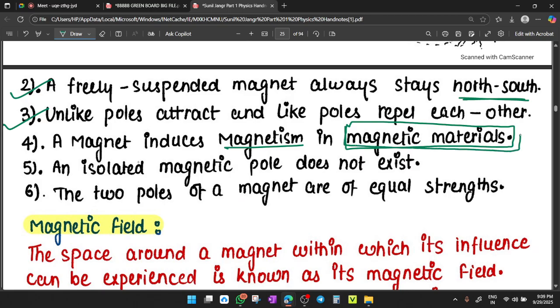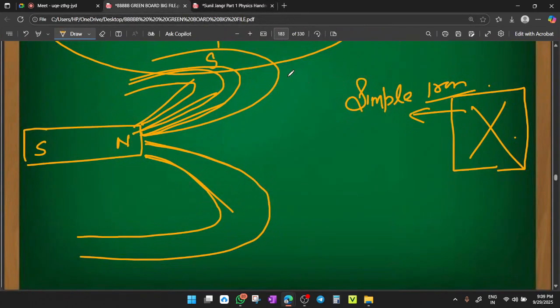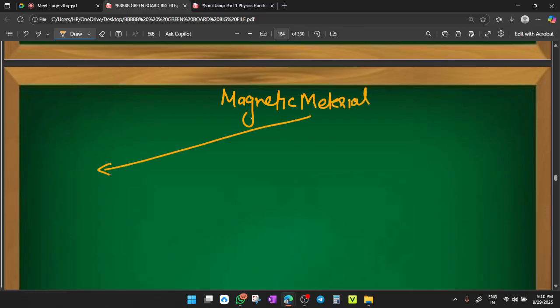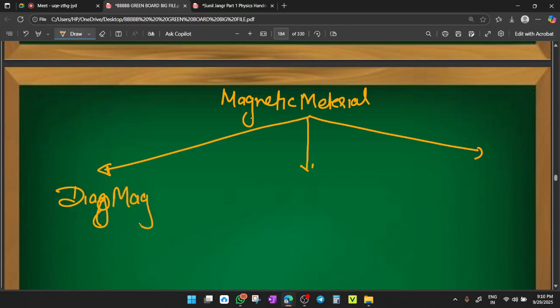Now this is going to be very important: a magnet induces magnetism, but there are different types of magnetism. So there is induction of different types of magnetism in magnetic material. On the basis of the type of induction of magnetism, magnetic materials are broadly classified into three types. One is called diamagnetic material. This is going to be a very important classification. Diamagnetic material.